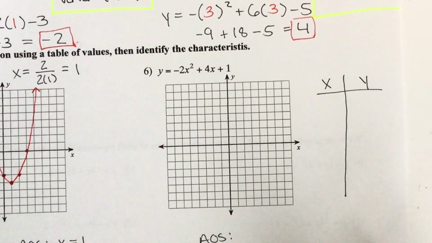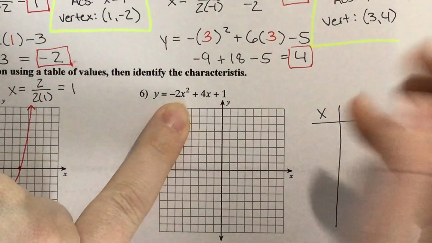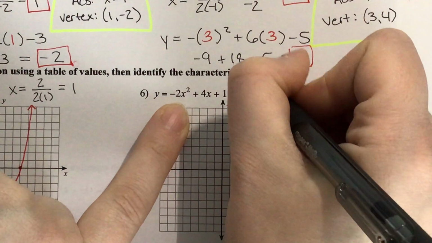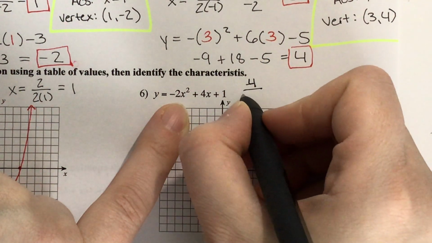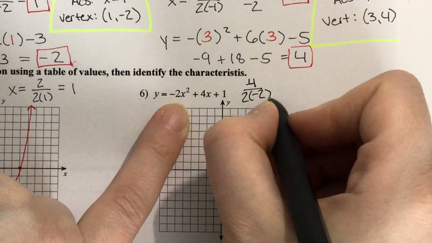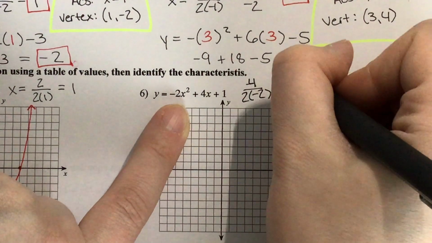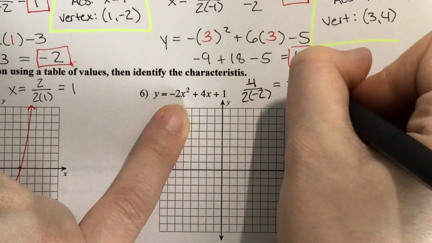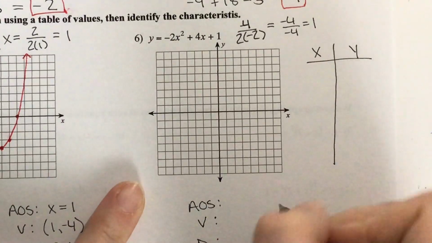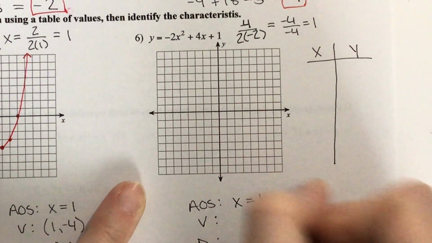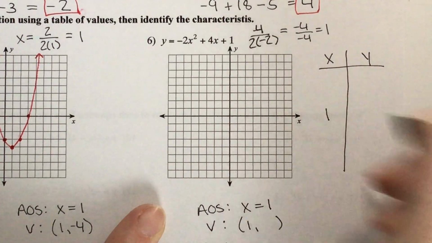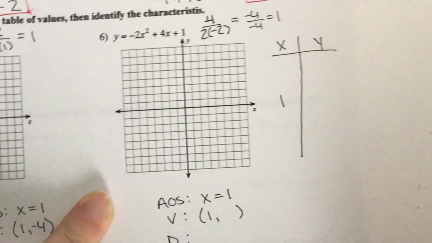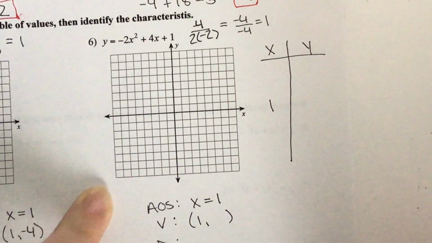Number 6. To get my axis of symmetry, that's the negative b over 2a. So b is 4, so negative 4 all over 2 times a, which is negative 2. So this is negative 4 divided by negative 4, which is 1. Okay, so axis of symmetry, x equals 1. It's the first part of my vertex, and I can put it in my table. Now we have to plug 1 in to get the rest of this.